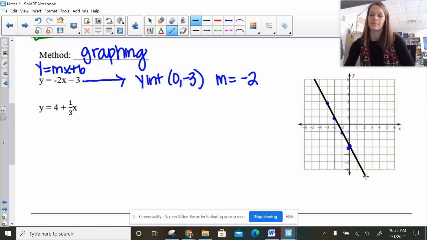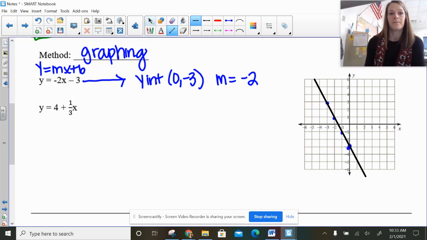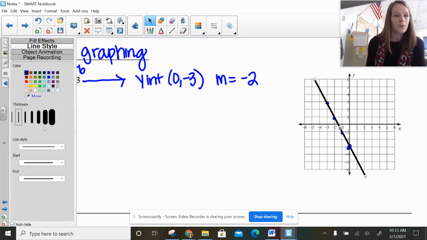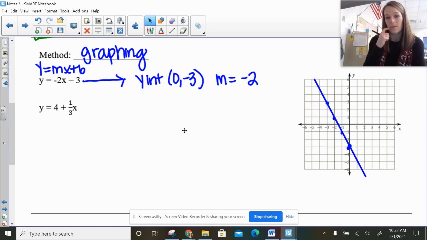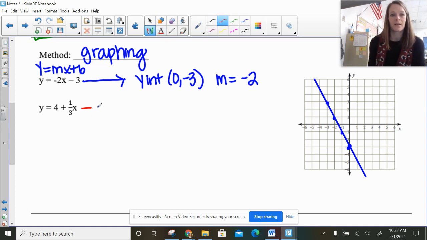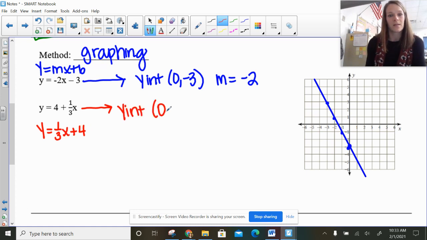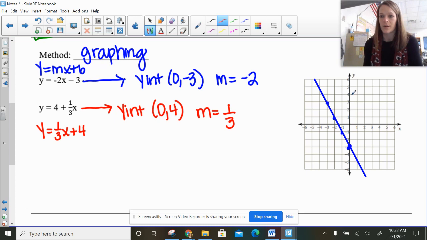my line. Okay. So let's see, I'm going to change that to blue so that it's the same as my dots. Okay, so that's that one. Now this one, notice it's rearranged. I'm going to rewrite it as 1/3 x plus 4. Okay, my y-intercept is 0, 4. My slope is 1/3. So I'm going to start at 0, 4.